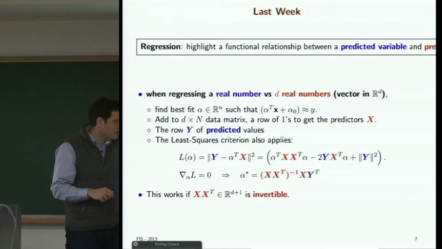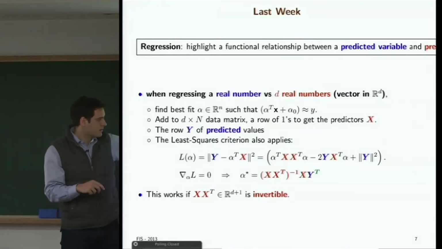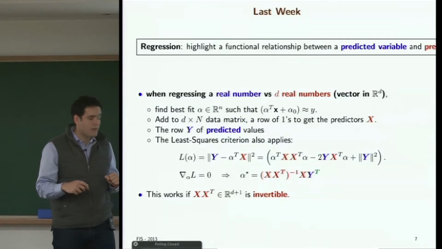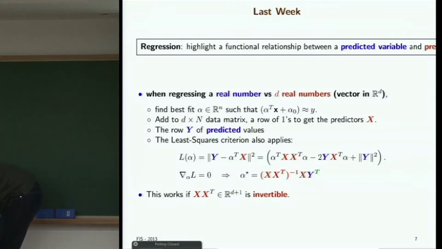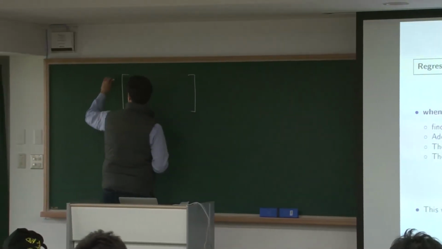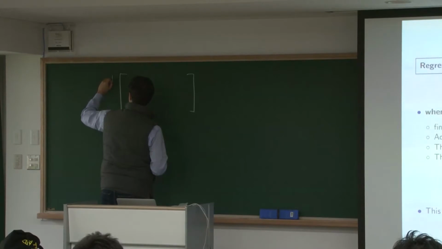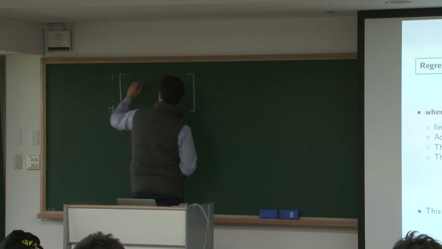I'm walking through again very briefly the computations that we did last week. We said that if we want to find the best vector alpha and the constant alpha 0, such that alpha transpose x plus this constant alpha 0 is not too far from y, then it's the same idea. We build up a big matrix of data, which is of dimension d. Each observation is just one column vector.